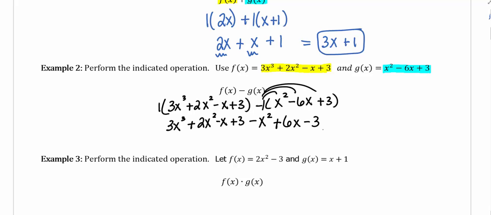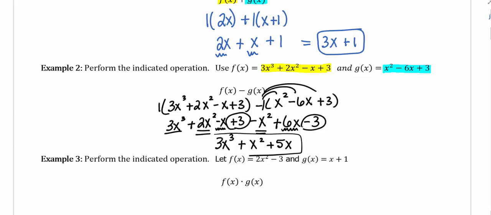And then the last step is just to combine your like terms. So the first term, I have 3x to the third, nothing else. We've got a 2x squared minus x squared is 1x squared. Negative 1x plus 6x is 5x. Then I've got 3 minus 3 is 0. Just make sure you're very careful with your negatives. And then that's my final answer.